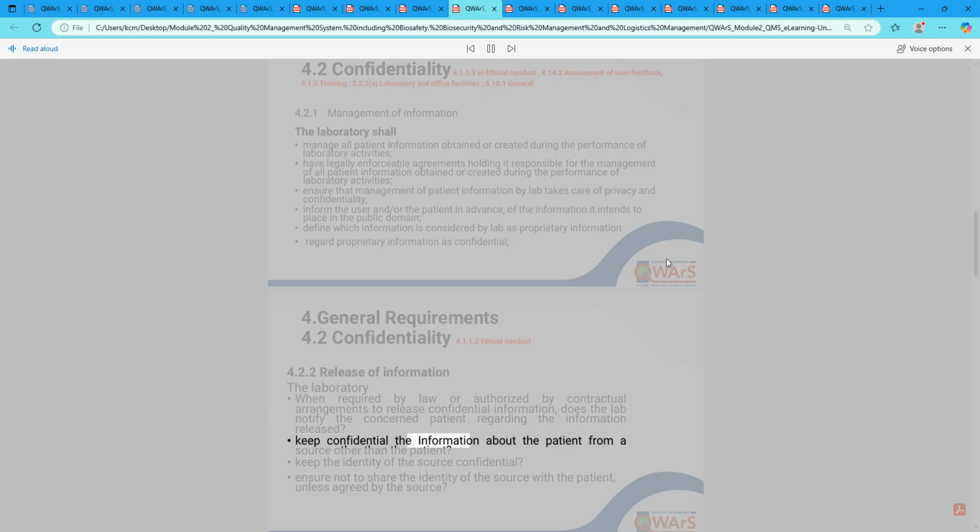Keep confidential the information about the patient from a source other than the patient. Keep the identity of the source confidential. Ensure not to share the identity of the source with the patient unless agreed by the source.